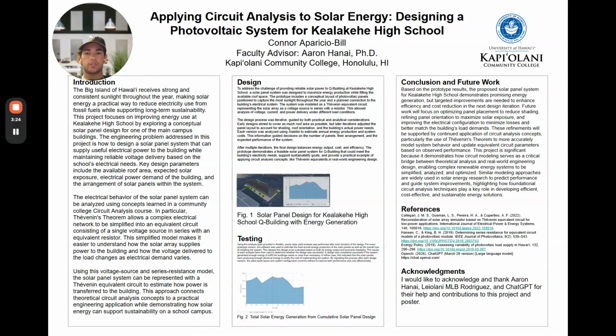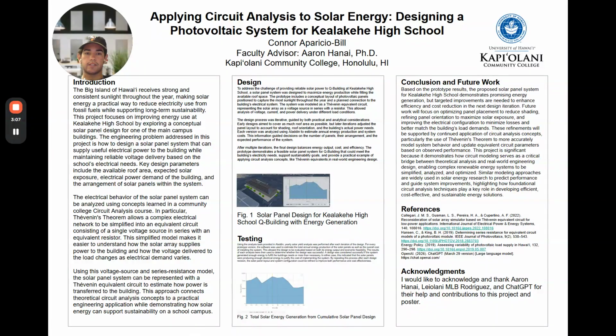To address the challenge of providing reliable solar power to Q building at Kealakehe High School, a solar panel system was designed to maximize energy production while fitting the available roof space. The prototype includes a conceptual layout of the photovoltaic panels, positioned to capture the most sunlight throughout the year, and planned connection to the building's electrical system.